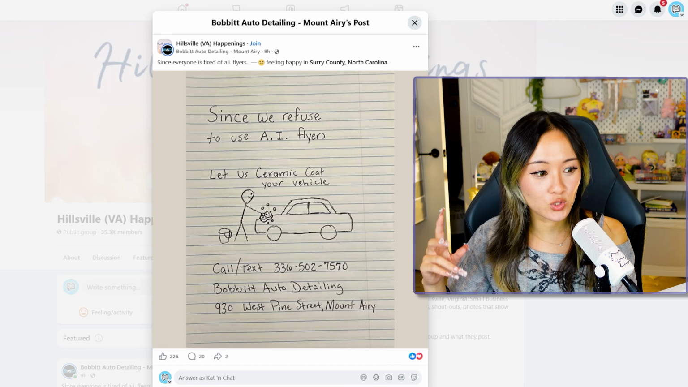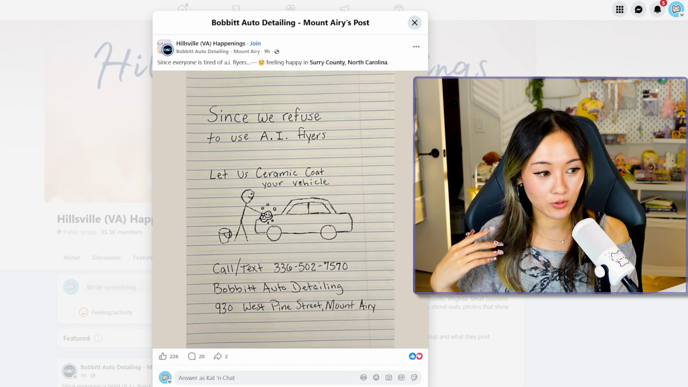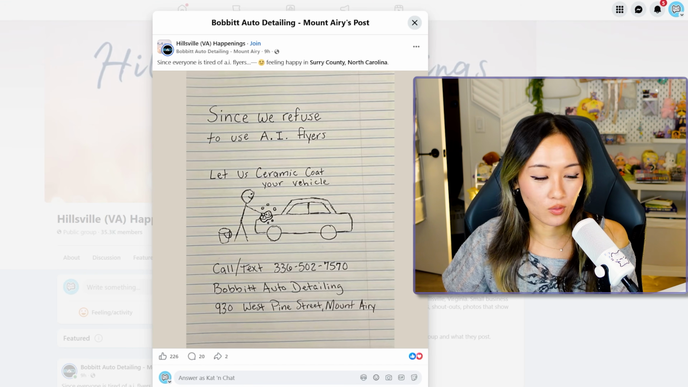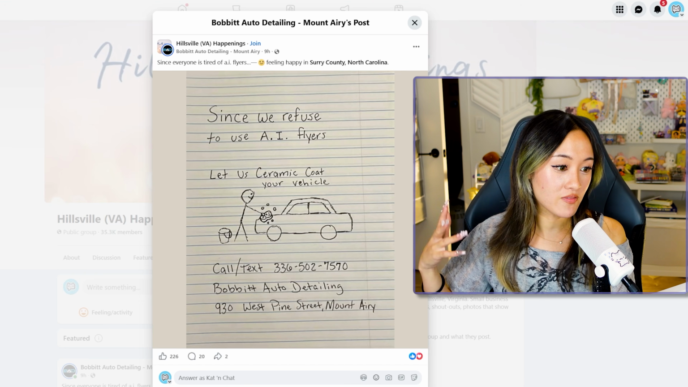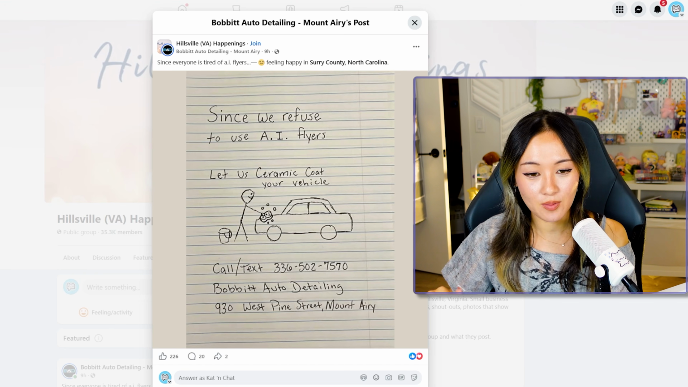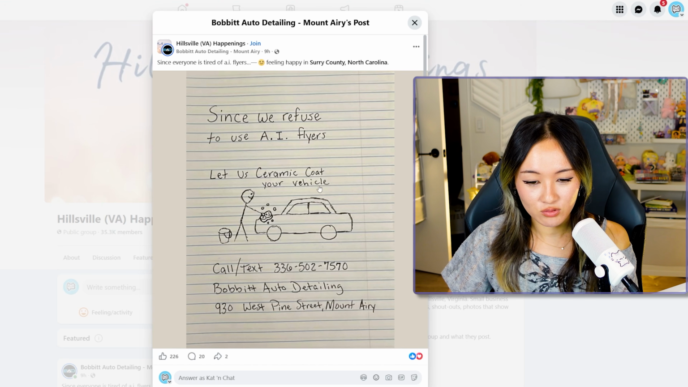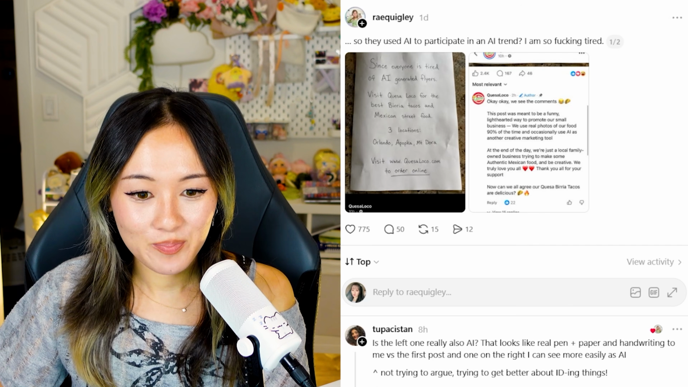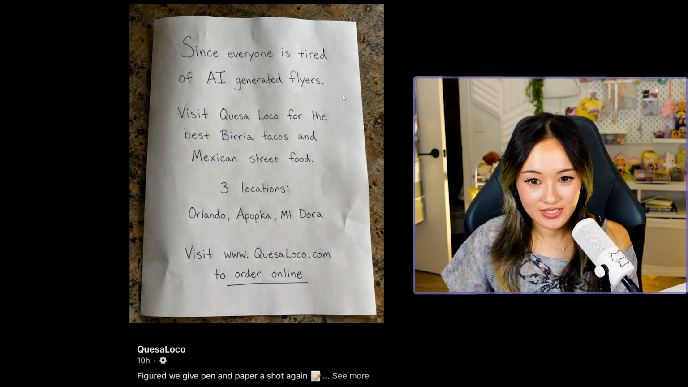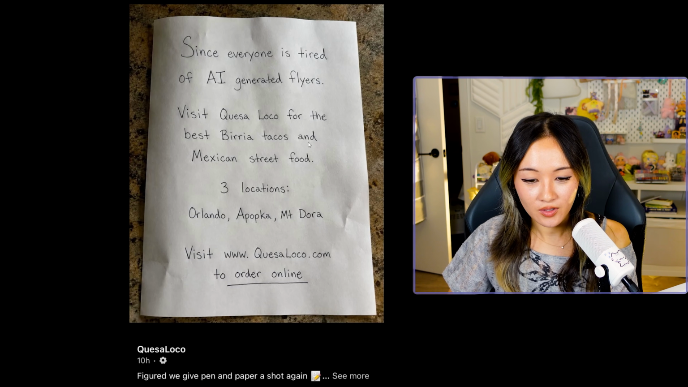So companies have been doing silly little pen and paper doodles and drawings on notebook paper or other paper, kind of being like, let me advertise my business without an AI flyer. Here's just an example of Hillsville Happenings. Since everyone's tired of AI flyers, they write, since we refuse to use AI flyers, let us ceramic coat your vehicle. And it's a stick figure drawing of somebody coating a vehicle. Well, this business wanted to participate, or they posted this. Since everyone is tired of AI generated flyers, visit Queso Loco for the best birria tacos and Mexican street food. And they captioned it, figured we give pen and paper a shot again.